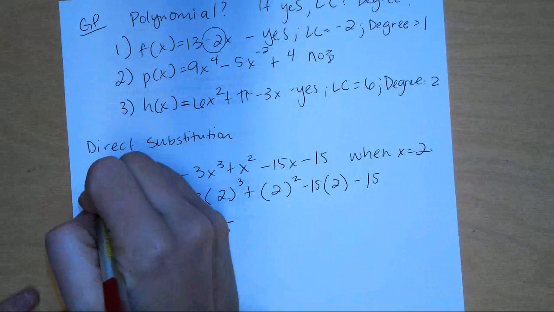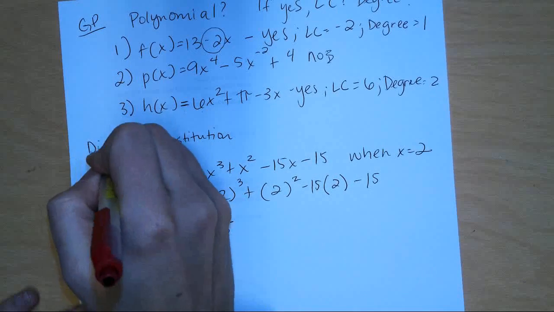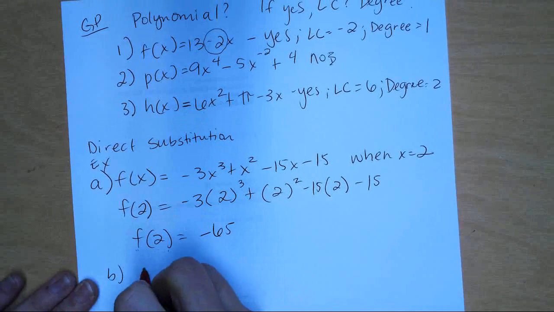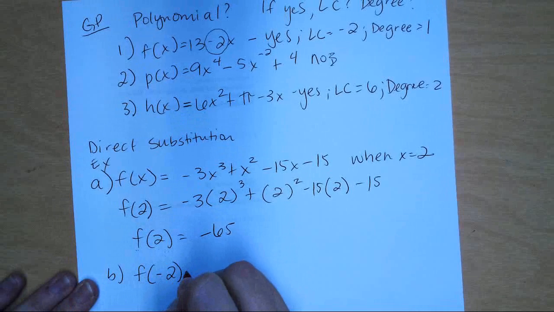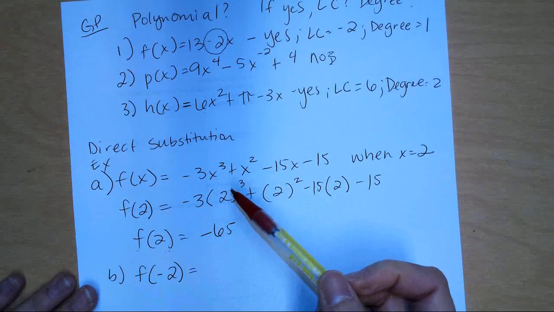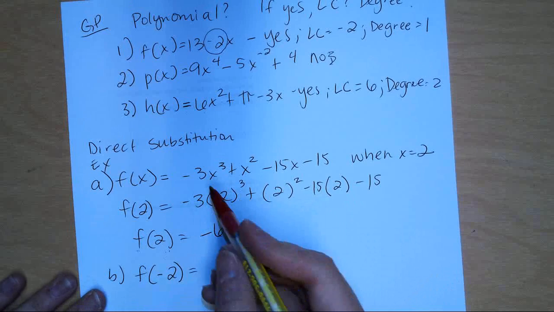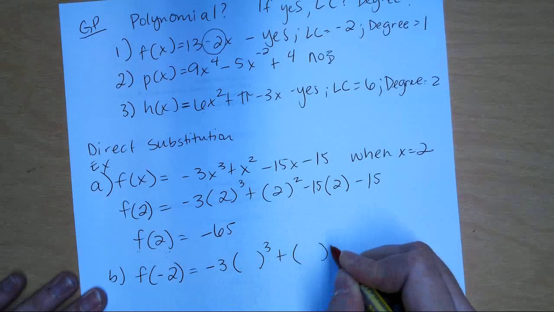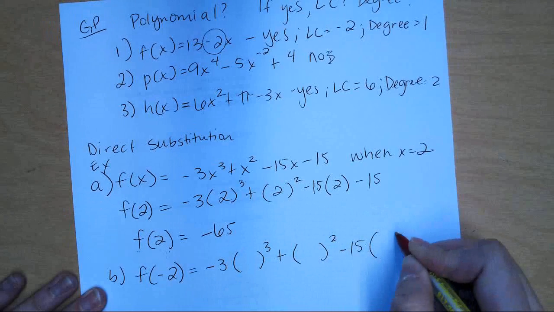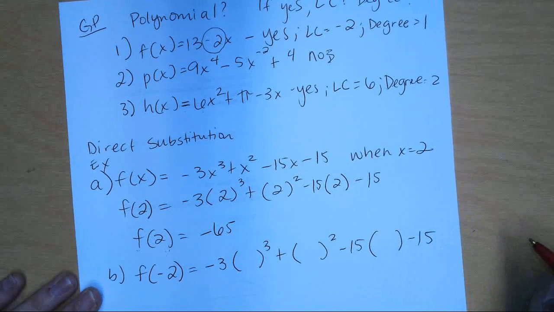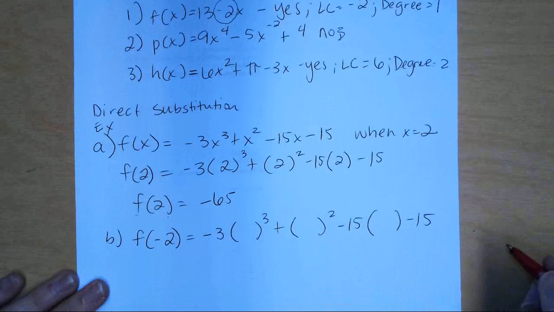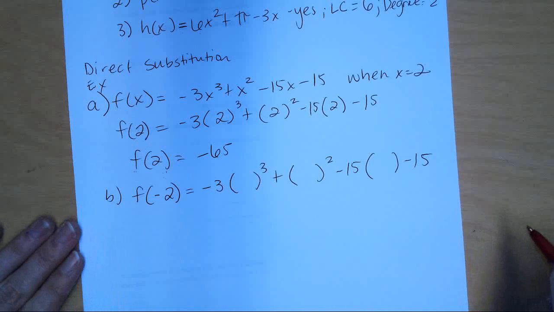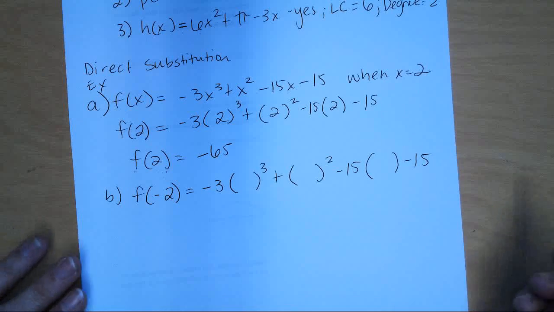So we'll call this example A and B. So now we have f of negative 2. And again, I would say you should go through and just put parentheses first. So parentheses cubed plus parentheses squared minus 15 parentheses minus 15. Then we're going to go in and plug in this negative 2.